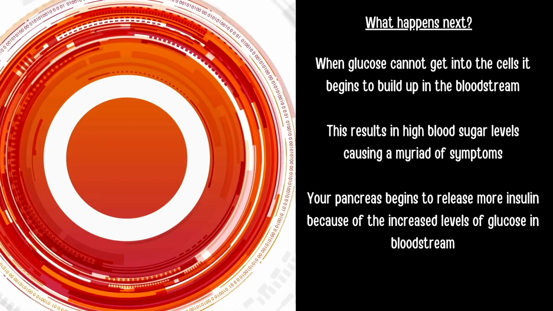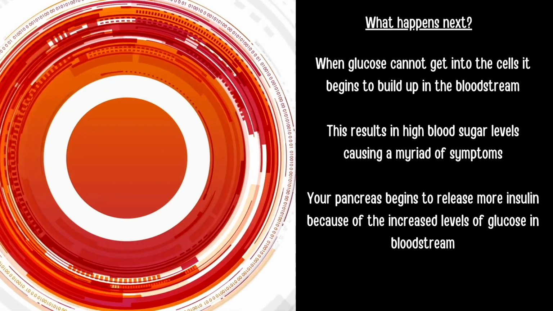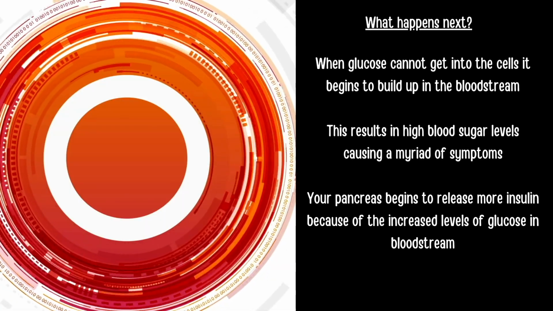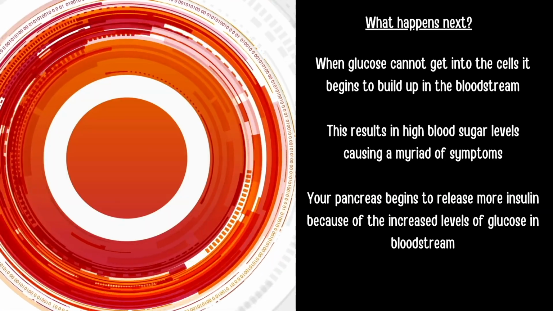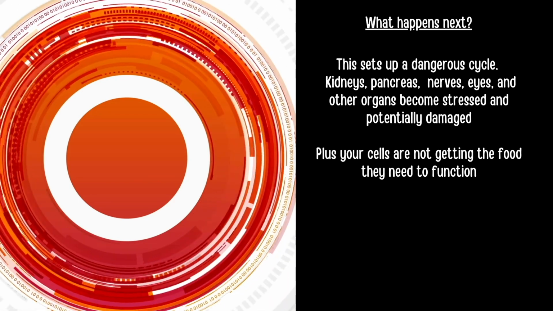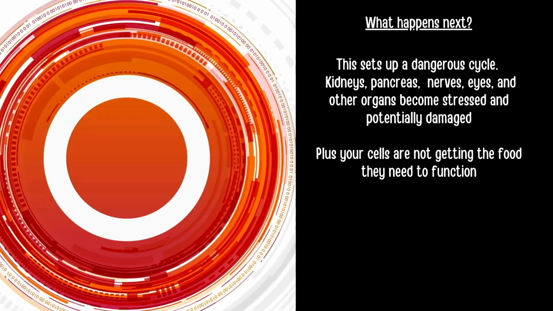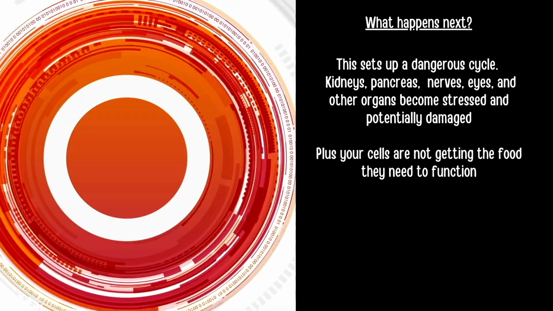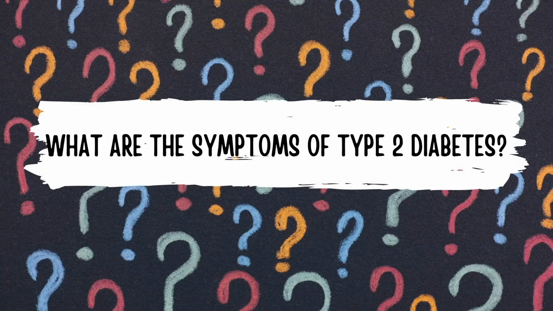When glucose cannot get into the cells, it begins to build up in the bloodstream. This results in high blood sugar levels, causing a myriad of symptoms. Your pancreas once again begins to release more insulin. This sets up a dangerous cycle. Your body's systems and organs become stressed and potentially damaged. Plus, your cells are not getting the food they need to function, leaving an unhealthy state in your body.